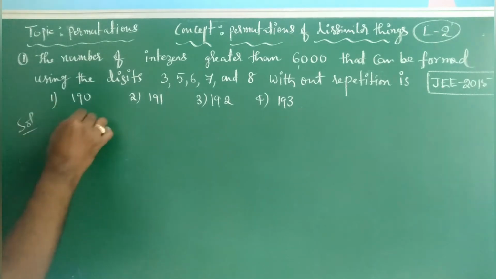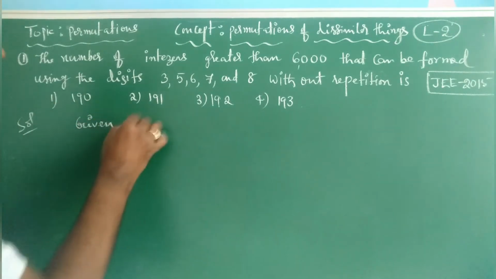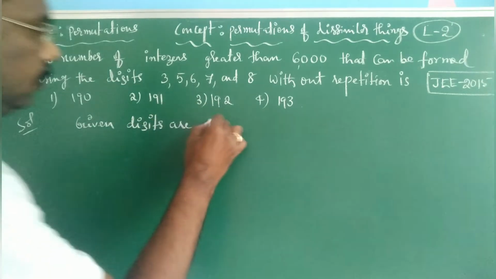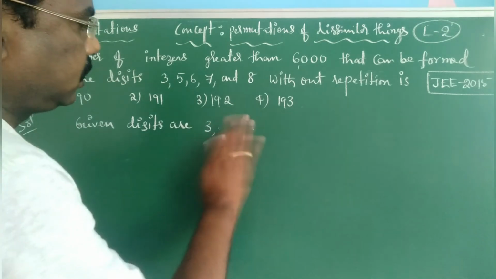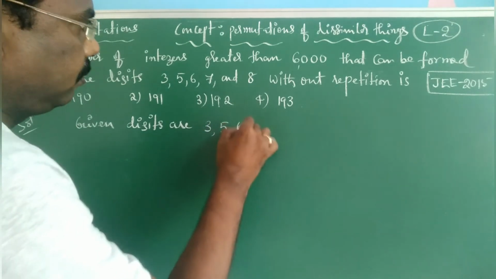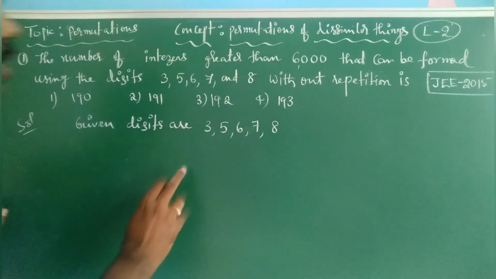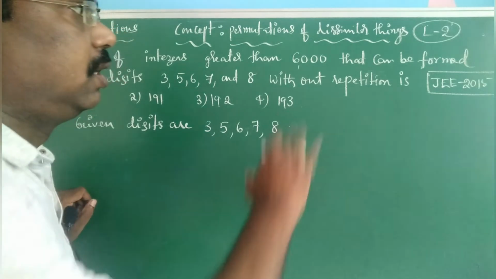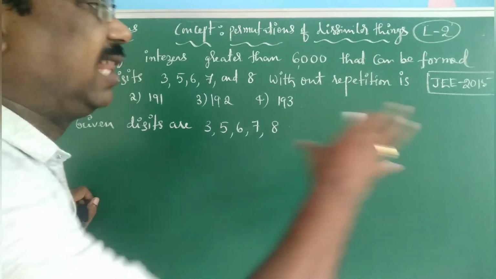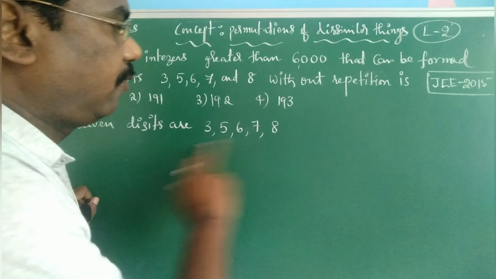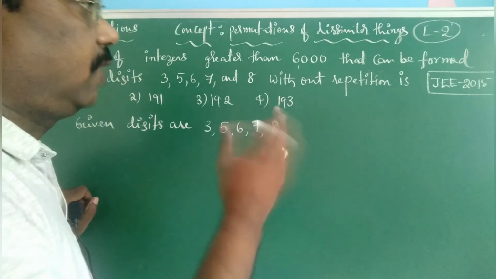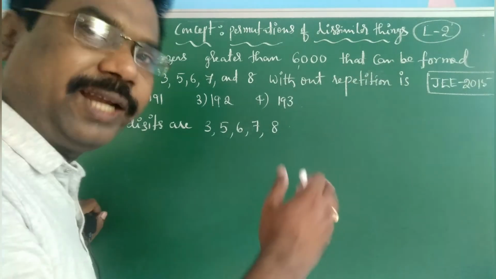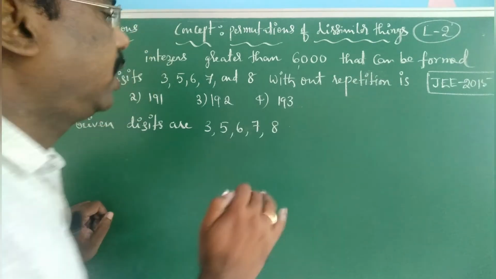Now we are given the digits 3, 5, 6, 7, 8. Now 5 digits are given. Greater than 6000 means 4 digit numbers (1000s) and 5 digit numbers (10,000s). Now the first, 1000 numbers means all are 4 digit numbers. 10,000 means all are 5 digit numbers.